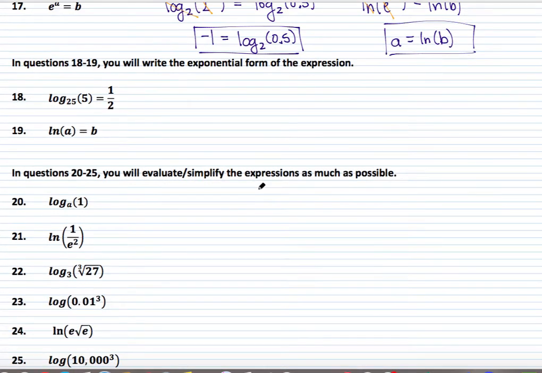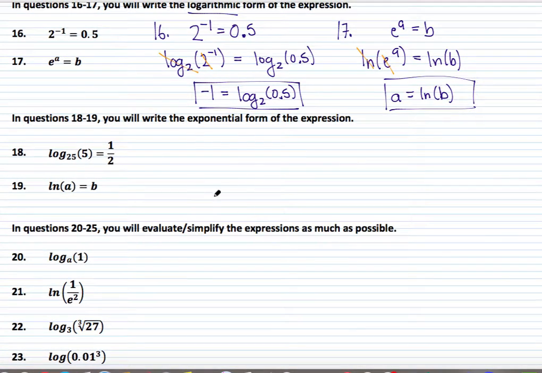Moving on. In number 18, we're going to do the opposite process. So we're going to start with the logarithm, and we're going to get rid of the logarithm and write it in exponential form. So I start with log base 25 of 5 equals 1/2. And I'm going to take both sides to be the power of 25. That is how I would get rid of this logarithm.